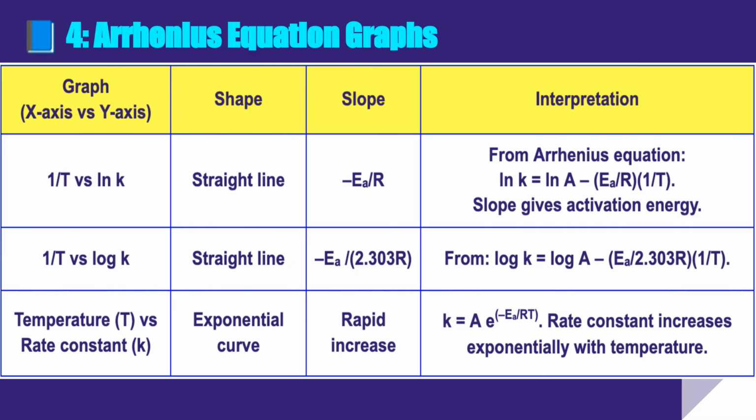Arrhenius equation graphs relate the rate constant to temperature. Linear plots of ln K or log K versus 1/T allow for the determination of activation energy from the slope.